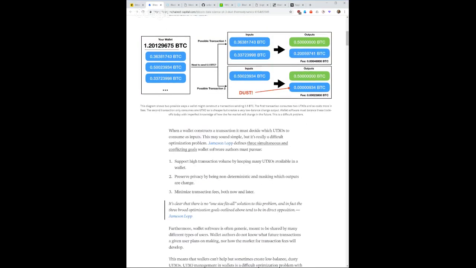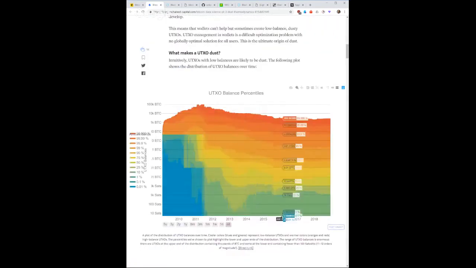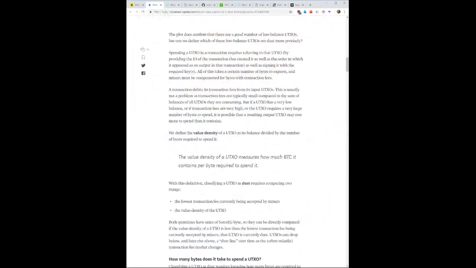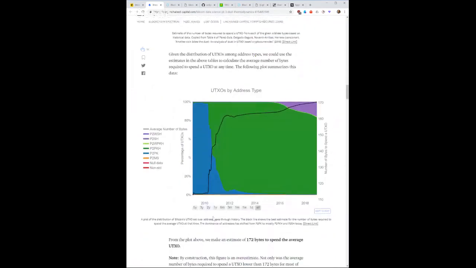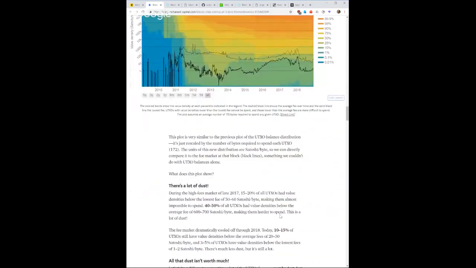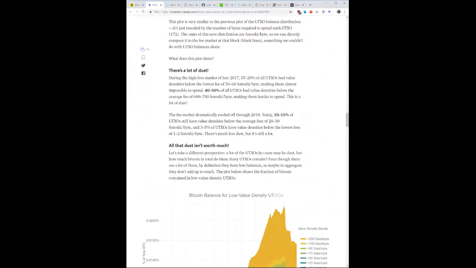So, we go through all of the different ways in which this happens. There's a balanced percentile, which is really interesting. We go through, let's see, the UTXO balances and how much of it is where and so on. Really good graphs and a very good explanation of what type of UTXOs there are, and what the percentage and number of bytes that are required to spend it and so on. But I mean, basically, there's an analysis here that's really cool.